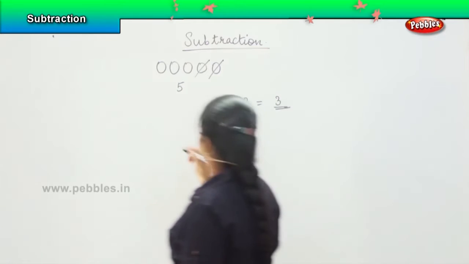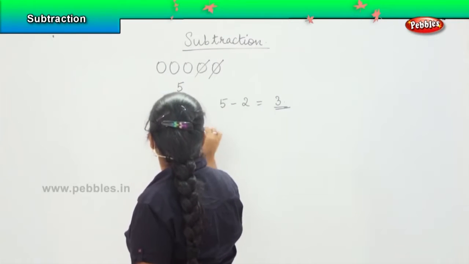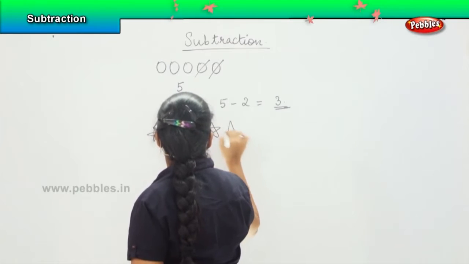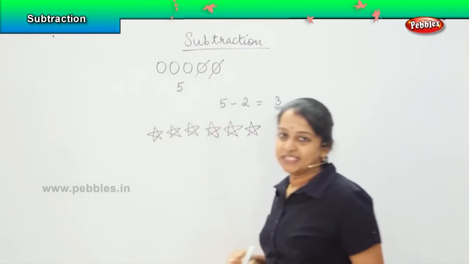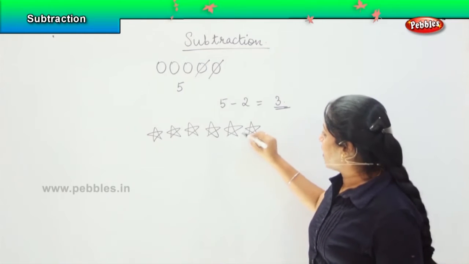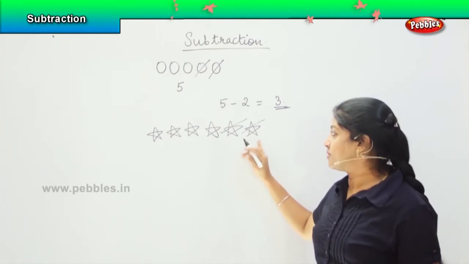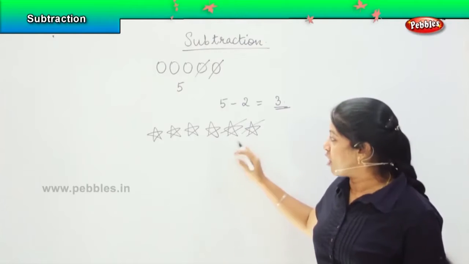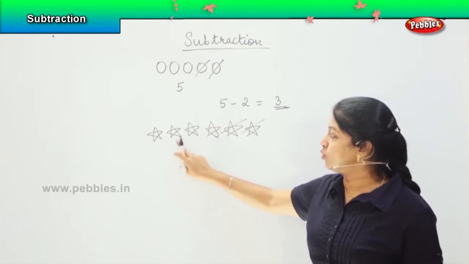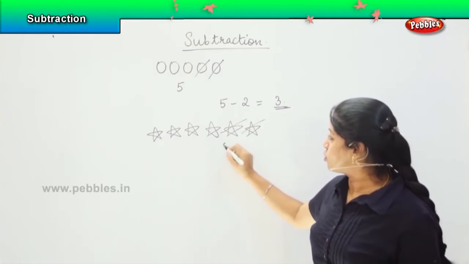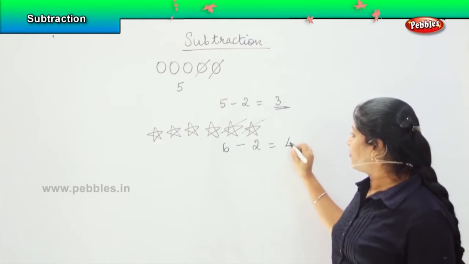Right? Another question is, I have got 6 stars with me for my birthday. Okay? And my best friend wanted to have 2 of them. I gave the 2 stars to my best friend. So how many stars am I having in total? 1, 2, 3 and 4. So 6 minus 2 is 4.